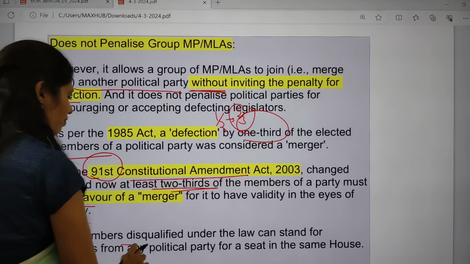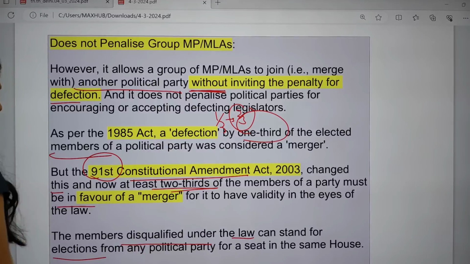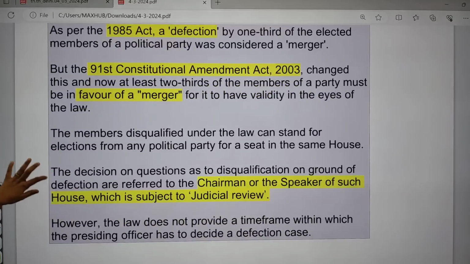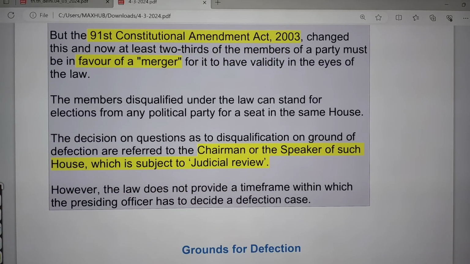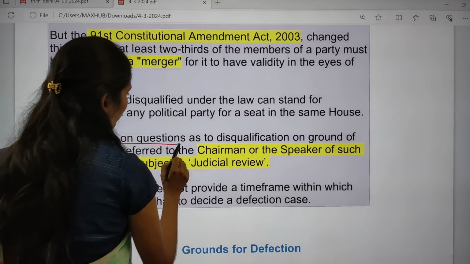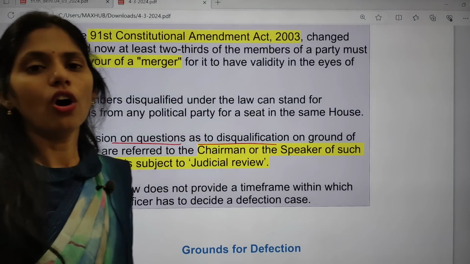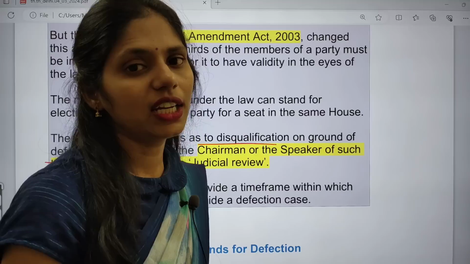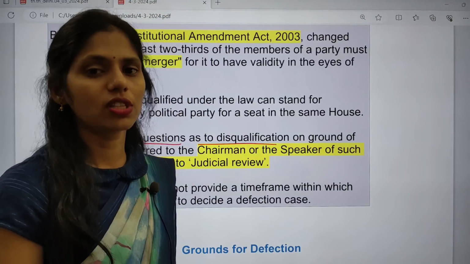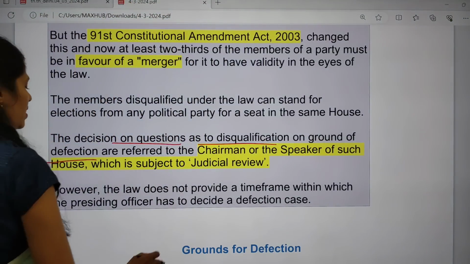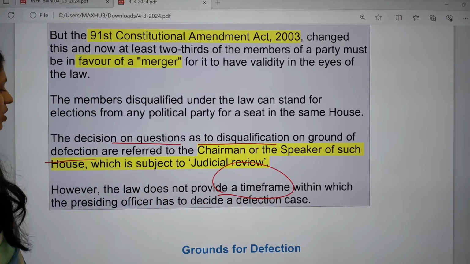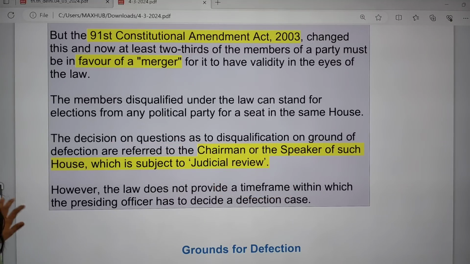And the members disqualified under the law can stand for elections from any political party for a seat in the same house. Okay, so if they are going for elections in the political parties, yes, they will also be disqualified. And the decision on questions of disqualification on the ground of defection is with the presiding officer of the house. In case of Rajya Sabha, it is the chairman. In case of Lok Sabha, it is the speaker. And what is the time limit? There is no time frame within which the presiding officer has to decide whether it will be a defection case or not. So there is no time limit.